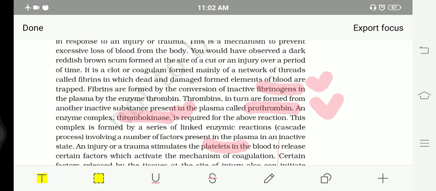One more is heparin, which is another strong anticoagulant but not effective as its quantity is very low in the blood.